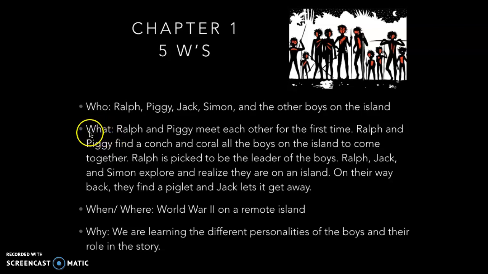So pretty much what happens is Ralph and Piggy meet each other for the first time. Ralph and Piggy find a conch, which is a shell, a really large shell. And if you blow into this shell, it actually makes kind of a trumpet sound. And it's a real thing. If you wanted to YouTube it, you can actually see this happen. And once Ralph blows this conch, he is able to corral all these boys that have been stranded on the island. You will soon find out there's a mention of a scar, S-C-A-R, in the island.